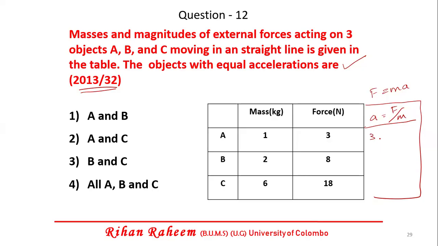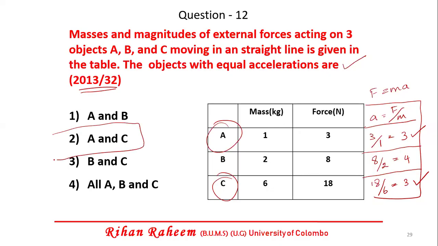Here the force is 3, mass is 1. 3 divided by 1, acceleration is 3 ms^-2. Second situation, force is 8, mass is 2. Force divided by mass will give the acceleration 4 ms^-2. The third one, C situation, external force is 18, mass of the object is 6. 18 divided by 6 is 3 ms^-2. So A and C situations are having the same acceleration. So we can go to the second one as the answer, A and C.